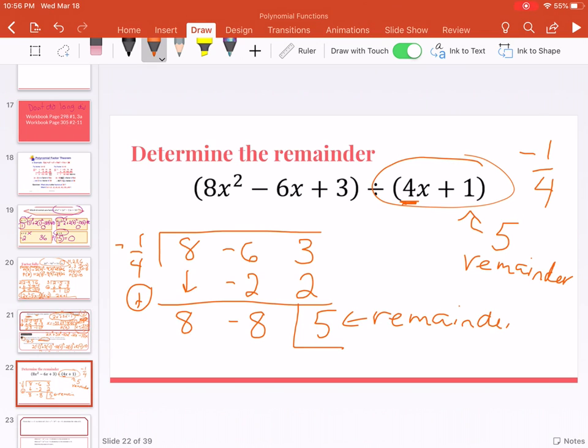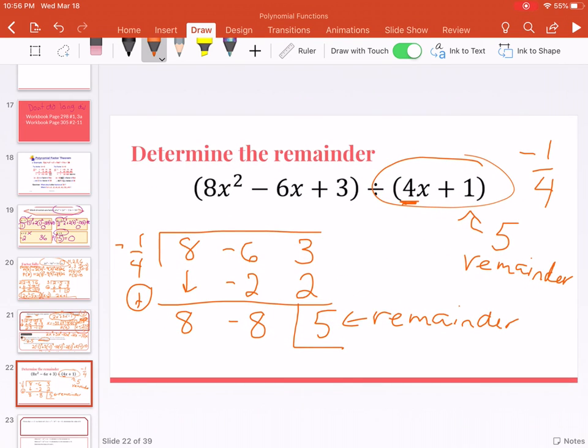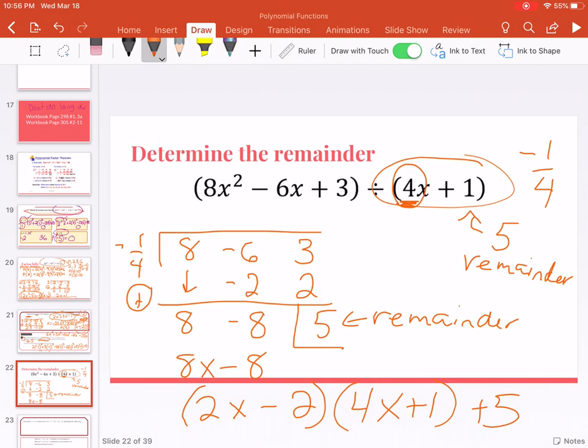However, because I carried down this 8, and I didn't actually divide by the leading coefficient of this factor, I do need to take my answer here, which is 8x minus 8, and divide it by whatever that coefficient is. I'm going to divide it by 4 in this case. So I end up with 2x minus 2. Again, a great way to double check is to take your quotient, which is 2x minus 2, multiply it by your divisor, and add your remainder. You should end up with the polynomial that you started with.